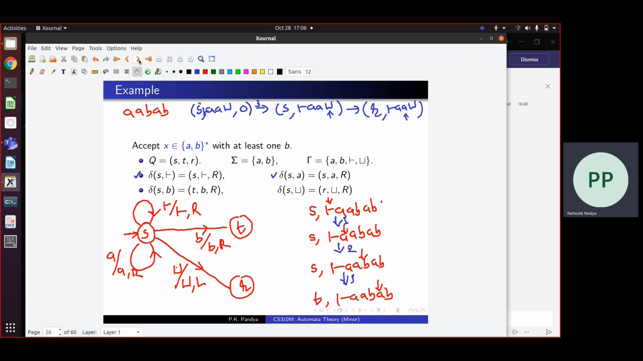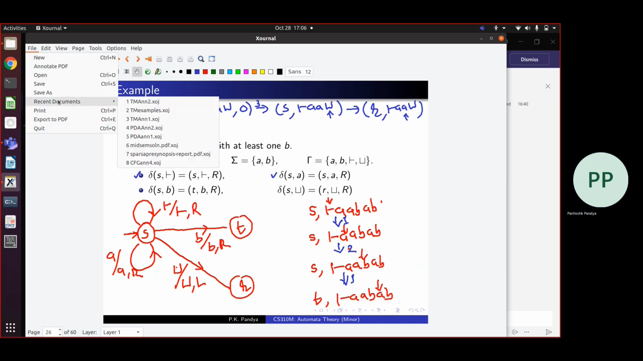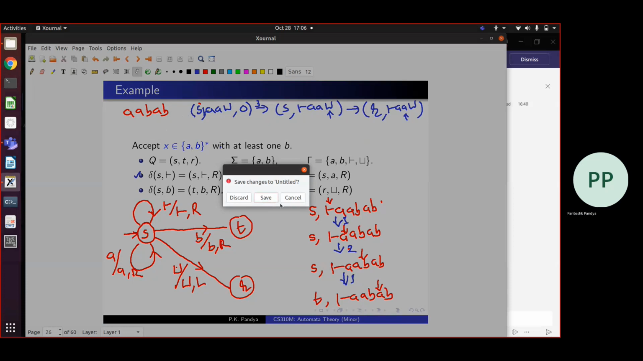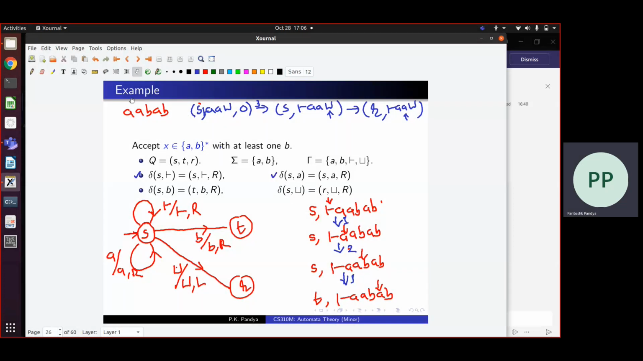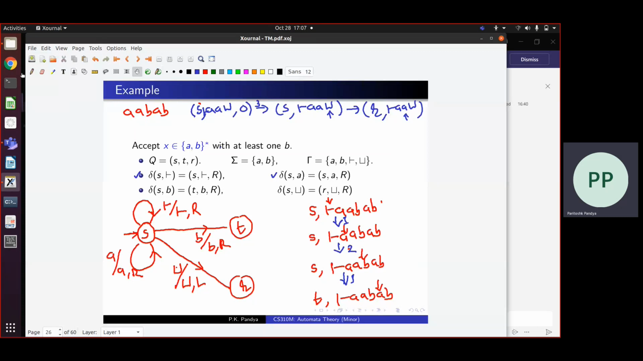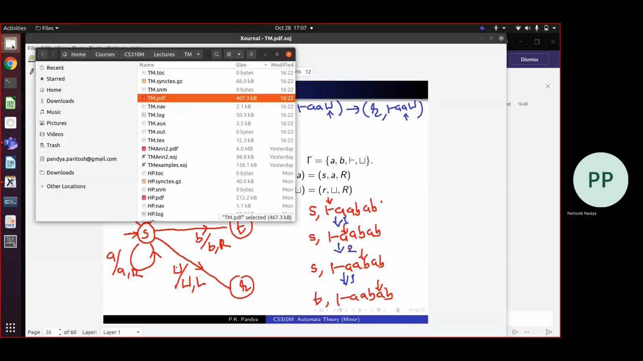Now, what I want to do is take one more example. I will do that by opening another file. Let me do one thing. Let me first save these changes. Okay. And then let me open.